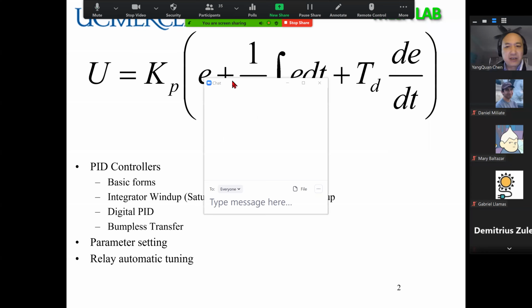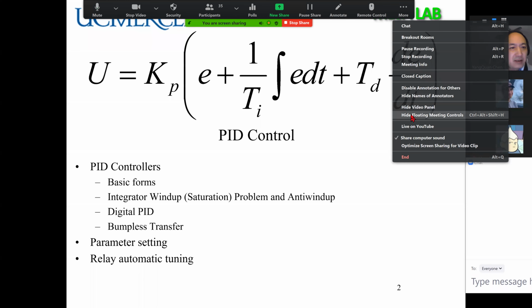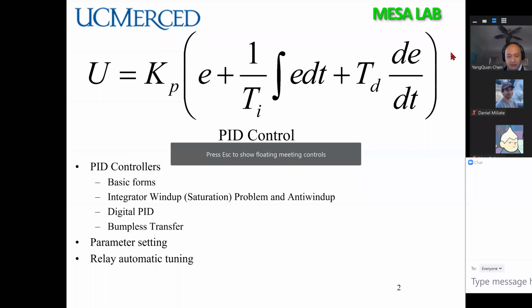Put my chat box in here so I can monitor. And then I'm going to hide the floating. Okay.